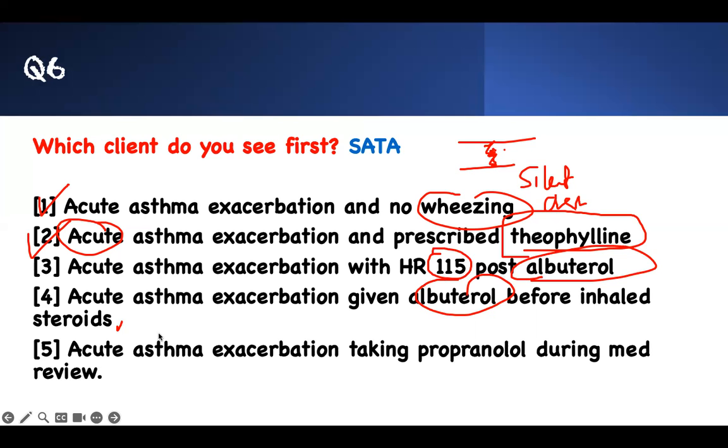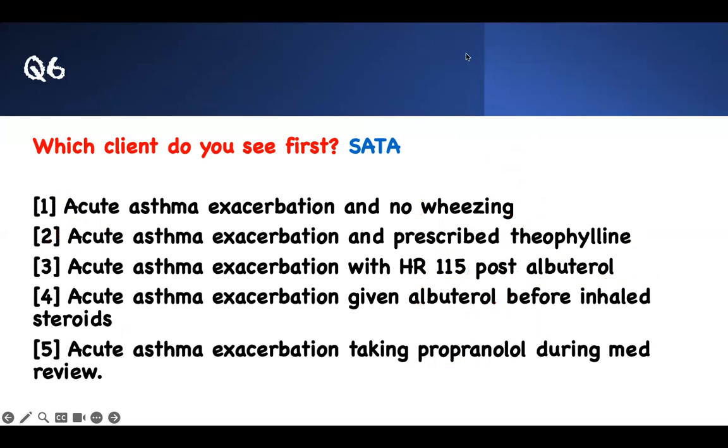Number 5, acute asthma exacerbation, taking propranolol, drug med review. We already said it. Propranolol is a non-selective beta blocker, and this will block the albuterol effect on the bronchial tree. That will cause more bronchospasm, and we get into trouble. So we've got to see these patients: 1, 2, and 5. Test-taking skills, strategy on pharmacology, and thinking in prioritization.